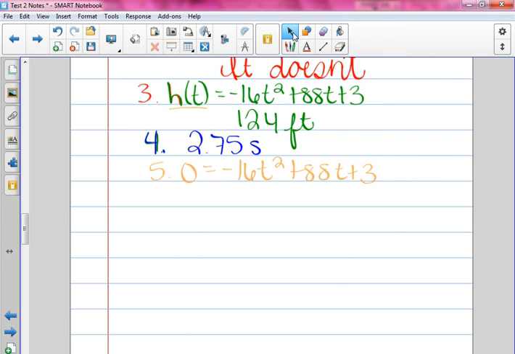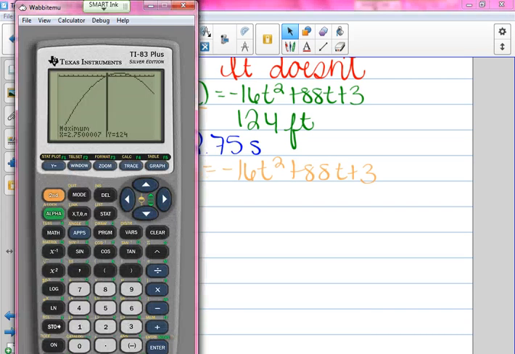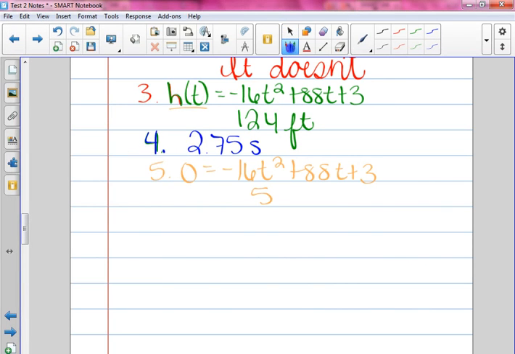And I go back in my calculator and I find where it crosses the x-axis. The second trace, 0, maybe above, and then below. And then your answer is 5.53 seconds. It will be on the ground.